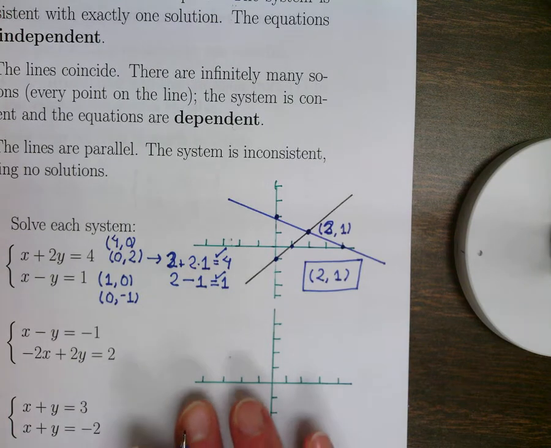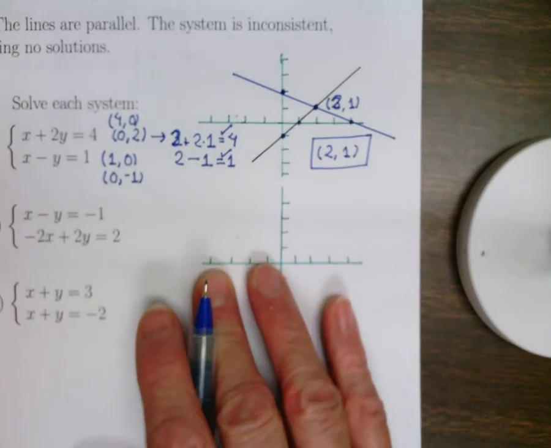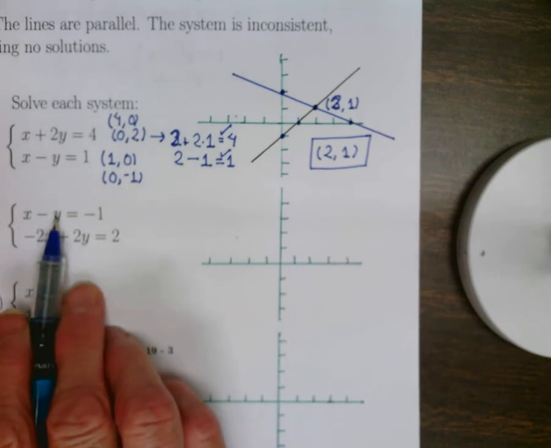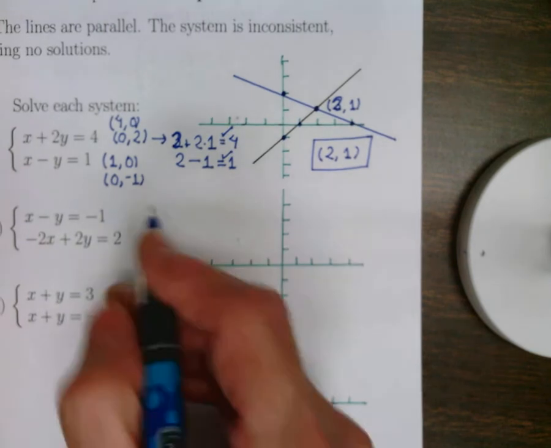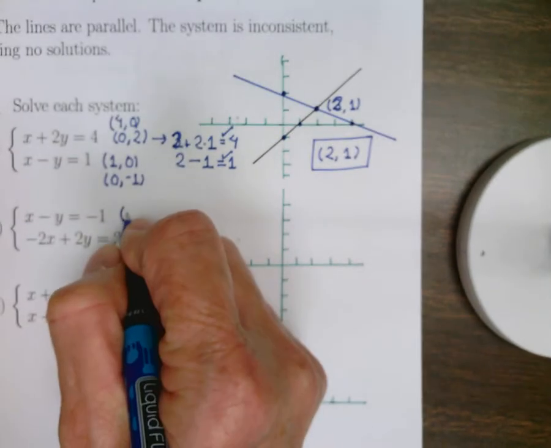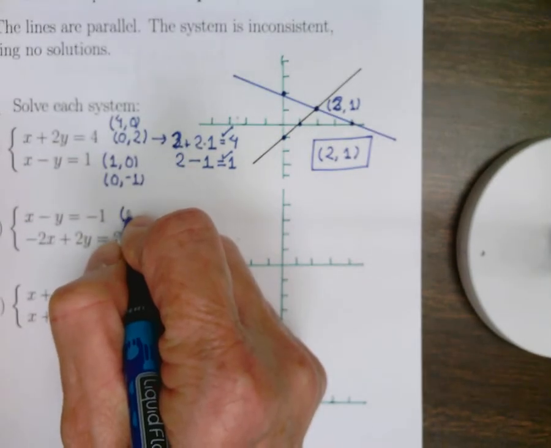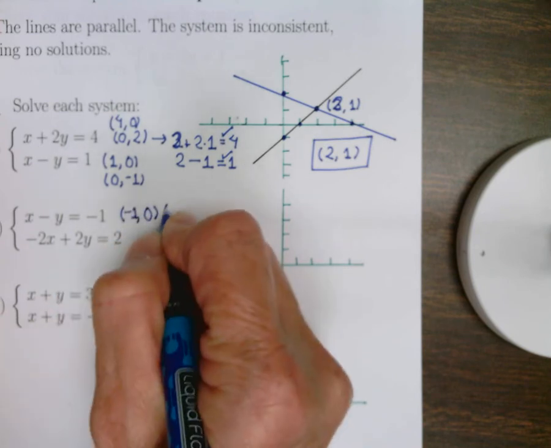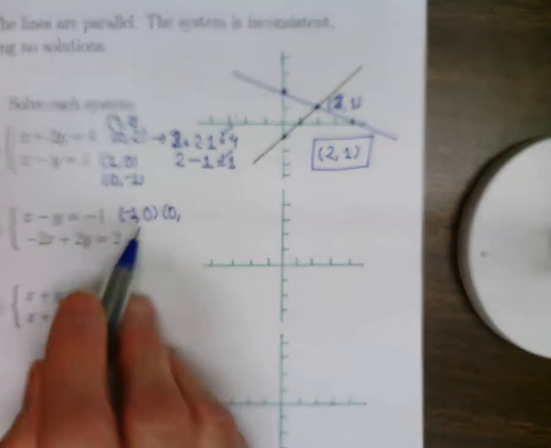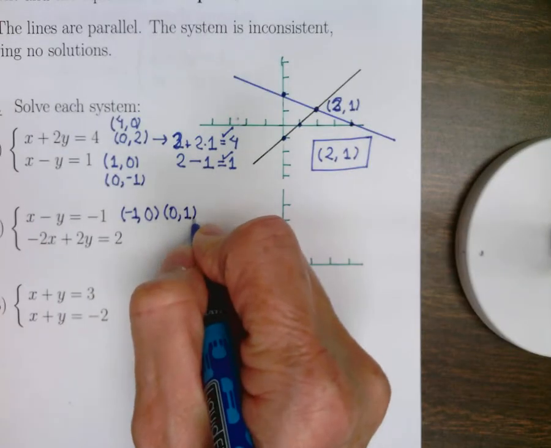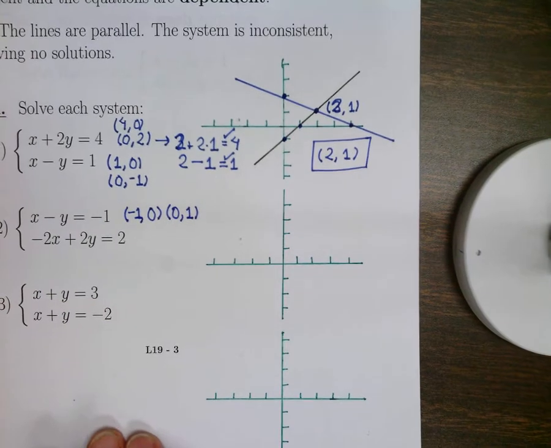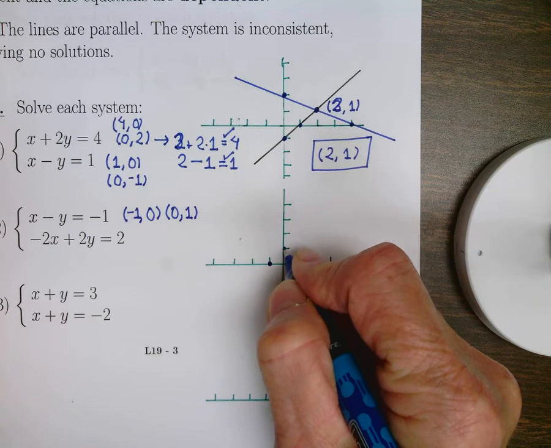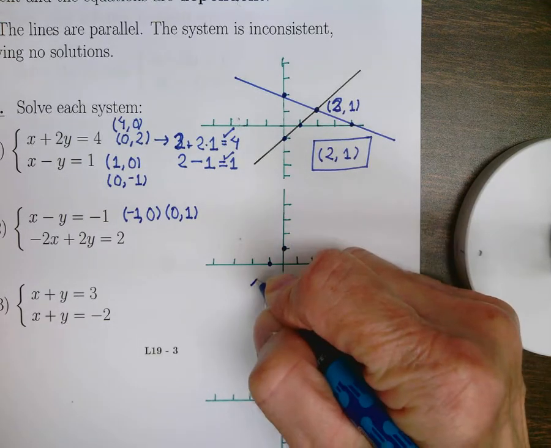All right, second example. Now, let's look at this one. x minus y equals negative 1. If we look at the intercepts here, if y is 0, it looks like x has to be negative 1. And if x is 0, y would be 1. We check that out. We have (-1, 0) and (0, 1). And we get the following line.